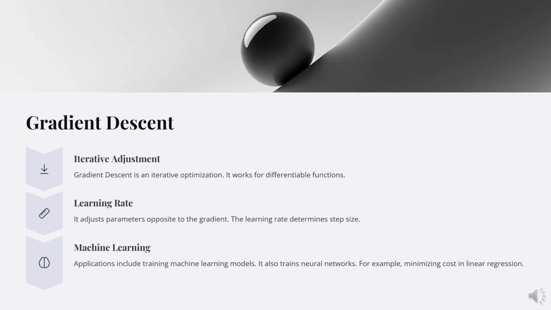Next, learning rate. It adjusts parameters opposite to the gradient. The learning rate determines step size. Next is machine learning. Applications include training machine learning models. It also trains neural networks. For example, minimizing cost in linear regression.